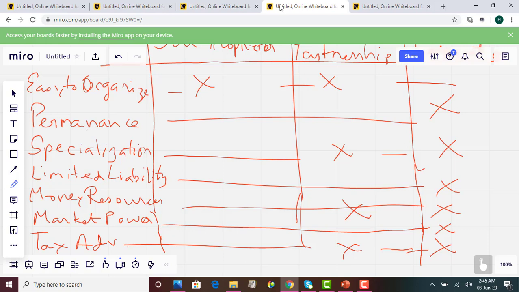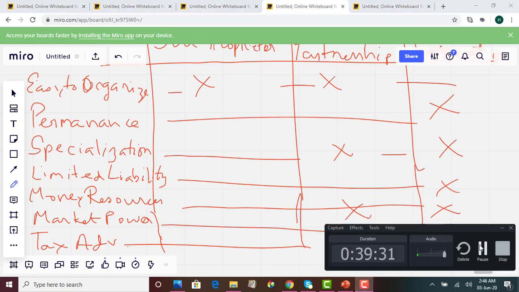to take deductions. So these are some of the characteristics: easy to organize, permanence, specialization, limited liability, money resources, market power, and tax advantages. And we can see from here which structure has those advantages or which structure lacks those advantages, and based on this, if we are trying to start a business, based on these characteristics we can determine which one we want to do. Okay, so hopefully that explains the different structures that businesses can have and the different characteristics they have.